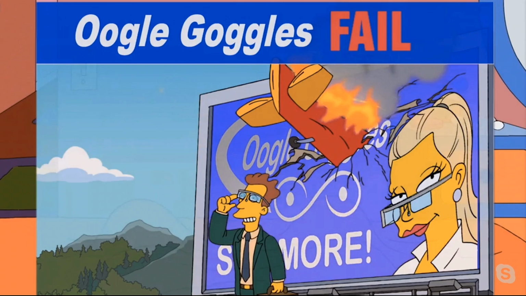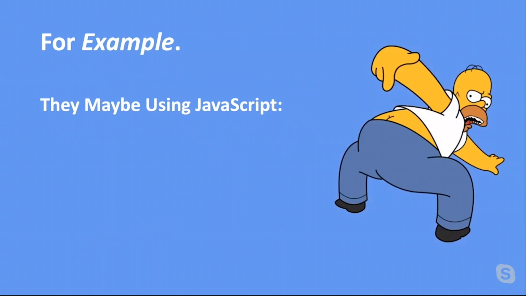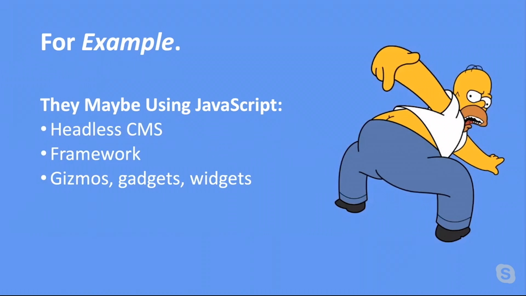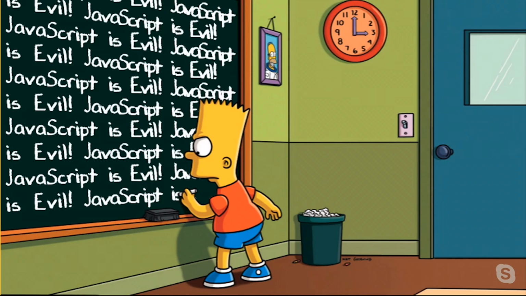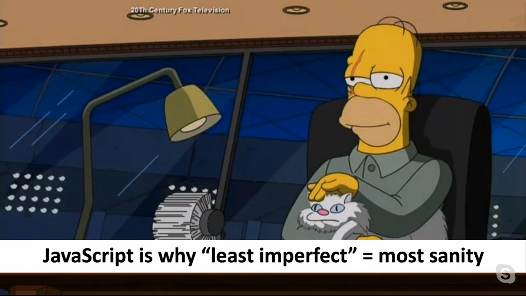So a lot of times I come into a client relationship and I find that what I ask for, the most simple things, they can't do. The first reason why is generally JavaScript. A JavaScript headless CMS, a framework, gizmos, gadget widgets, front end, back end, rear end, whatever it might be. I find that 90% of the JavaScript issues in my experience are caused by lack of understanding of code delivery. It's not saying JavaScript is bad. It's saying that JavaScript in the wrong hands is evil. And that's why JavaScript, least imperfect execution of JavaScript, equals the most sanity.